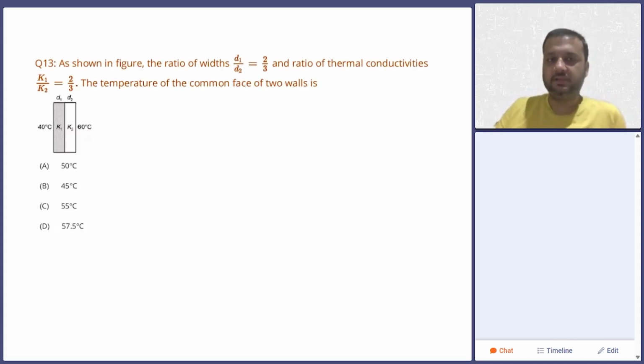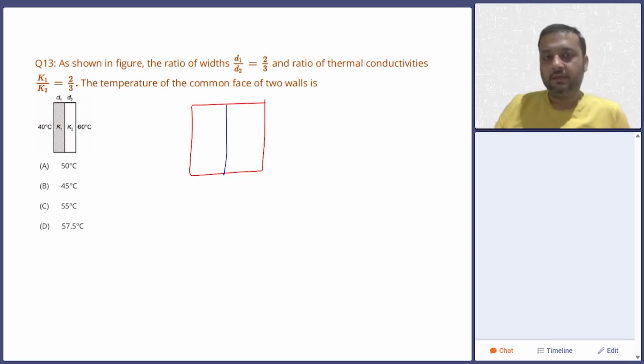Again, a very easy question here. If you see what is happening, there are two slabs which have the ratio of the widths d1 by d2 equal to 2 by 3. Now if you see, this end is given as temperature 40 and this end is 60 degrees Celsius. So definitely the heat will go from 60 to 40. Let us say the temperature here is T. Now we can say that the heat that goes from 60 to T will also be the heat that will go from T to 40, using the equation of steady state.